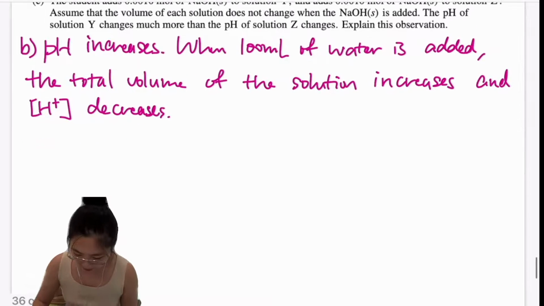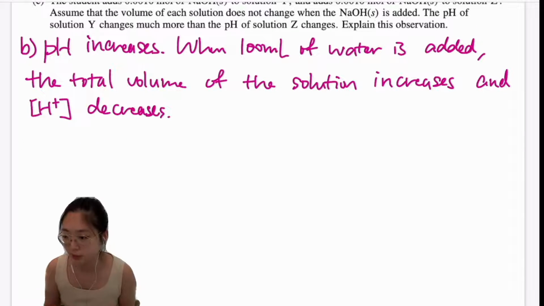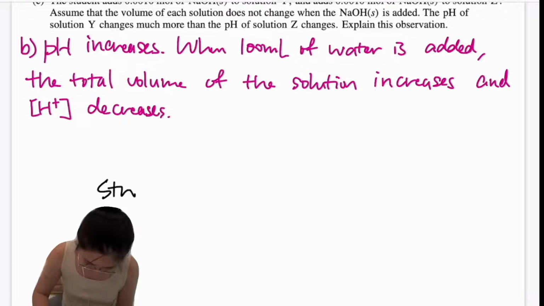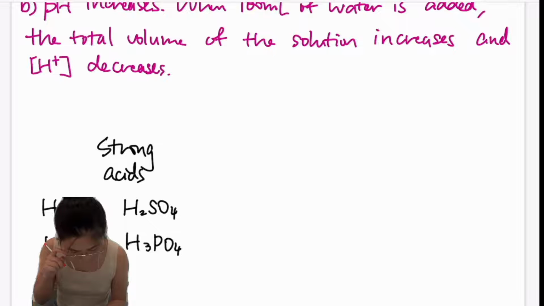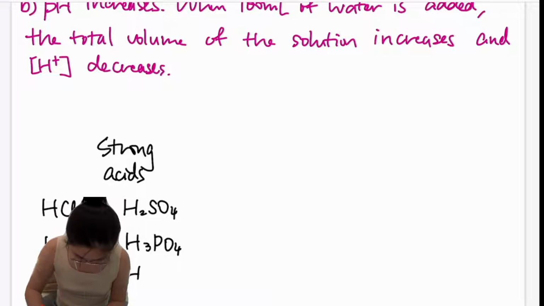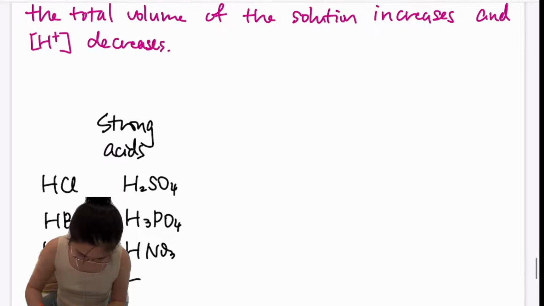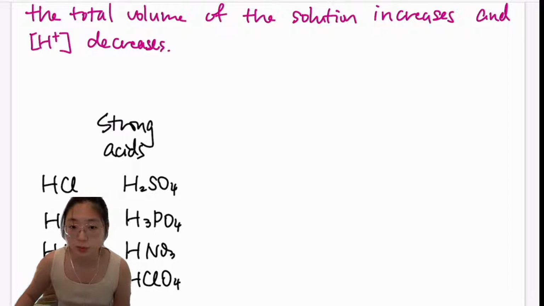If it's just acid and base, you only need to memorize the strong acids and strong bases, and if any of the acid or base are not on this list, most likely they are just weak acid and weak base. So for the strong acids: hydrochloric acid, hydrobromic acid, hydroiodic acid, sulfuric acid, phosphoric acid, nitric acid, and perchloric acid.